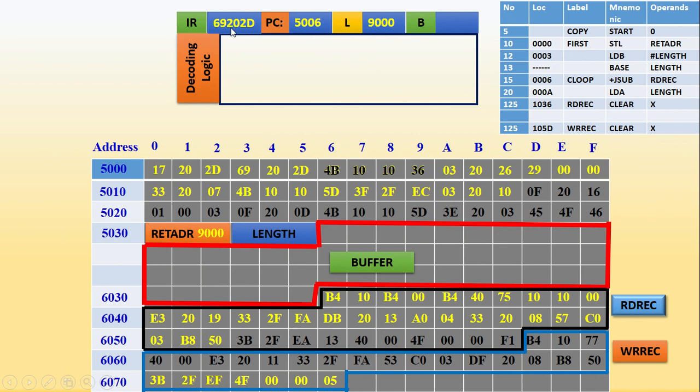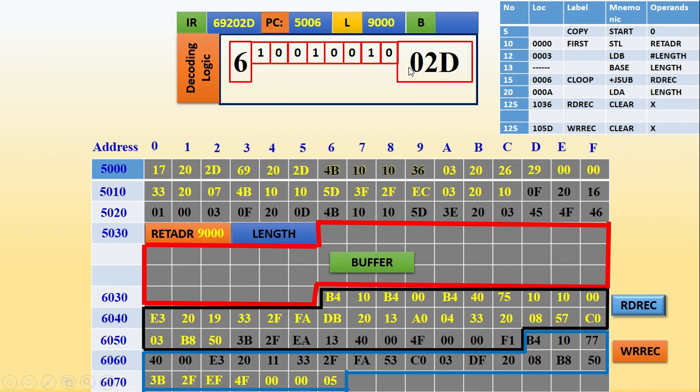Now the instruction register contains 69202D, which is this instruction. So let us see how it is decoded. 6 I write as it is, 9 I write as 1001, this 2 I write as 0010, and this 02D I write as it is.